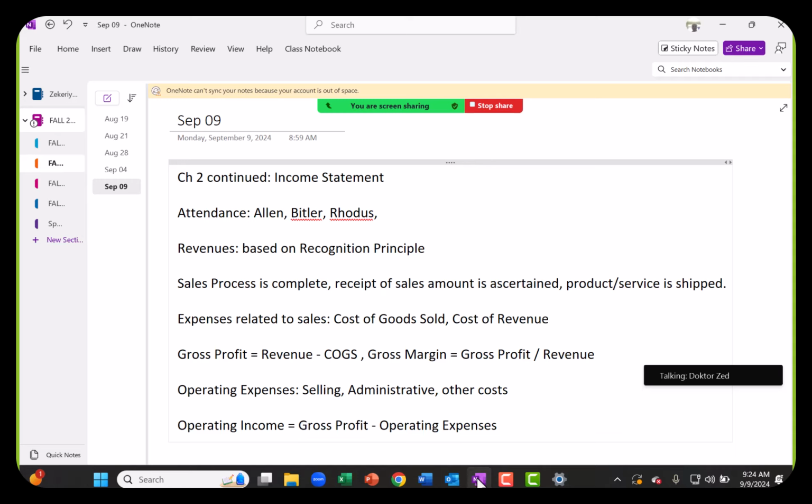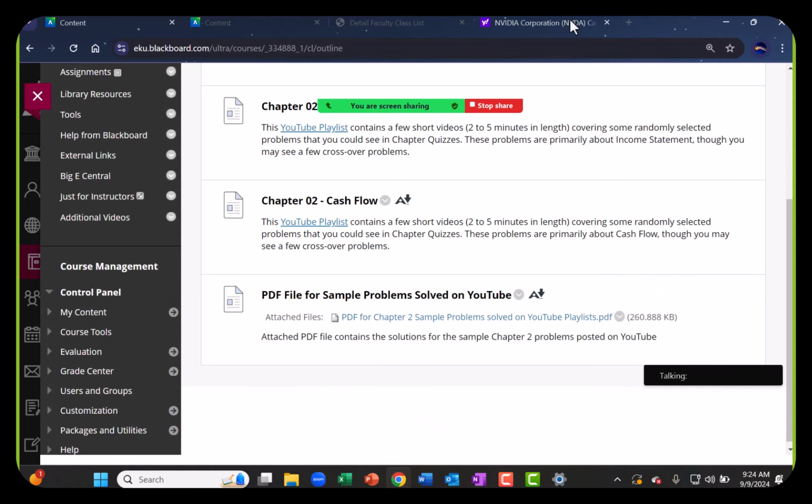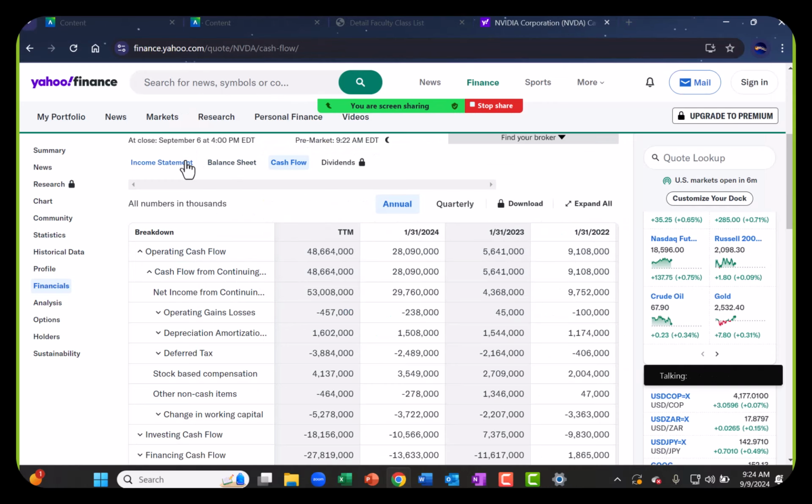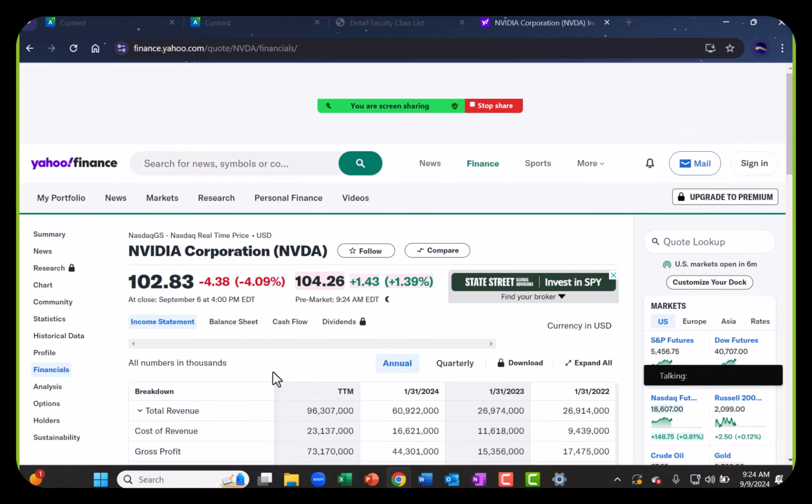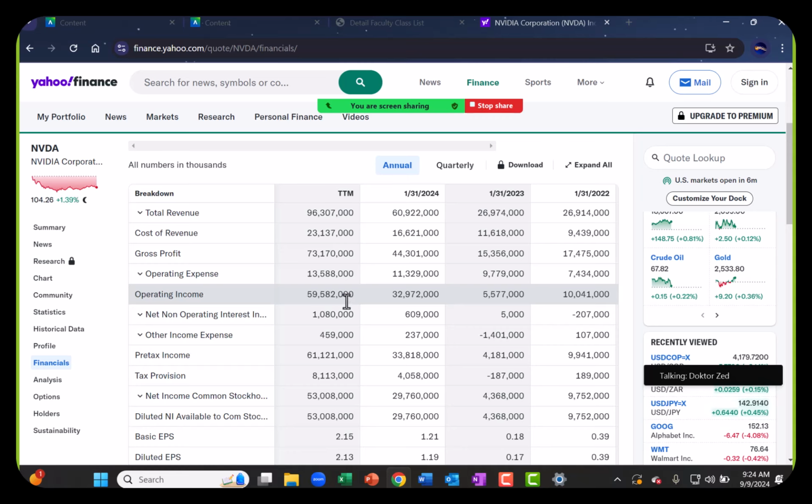For example, if you looked at NVIDIA, income statements, their operating income is 59,582. And that's roughly 60+% of their revenues. So that means before we have to worry about some other stuff, you know, financial income, taxes, and all sorts of stuff, for every $100 of revenue, NVIDIA keeps slightly over $60.